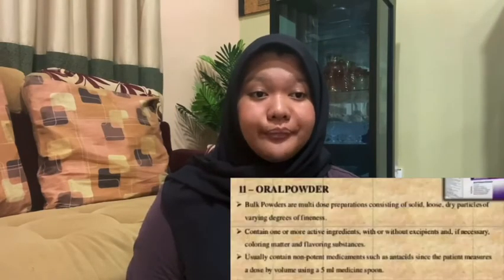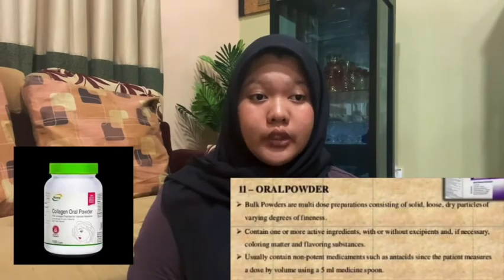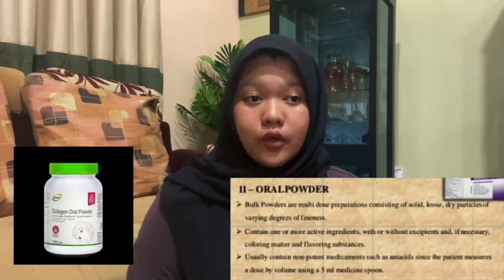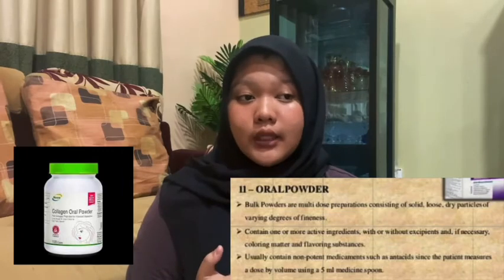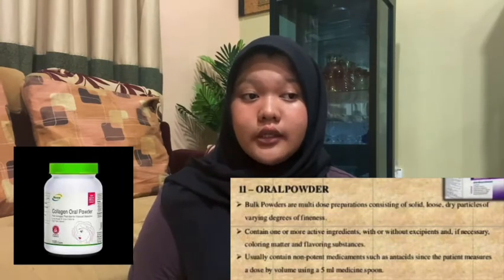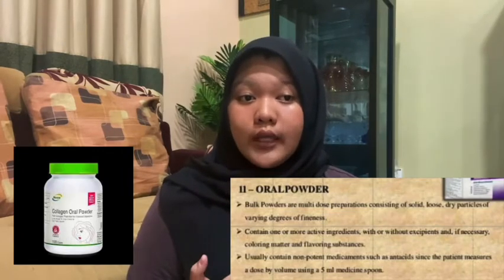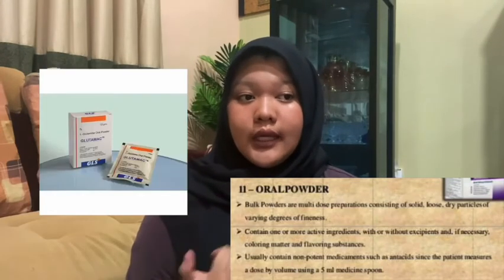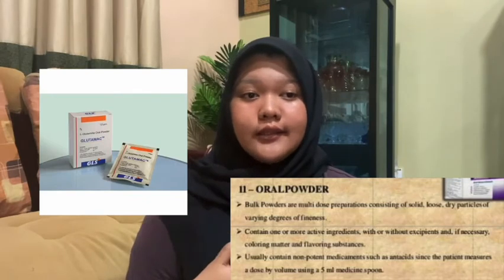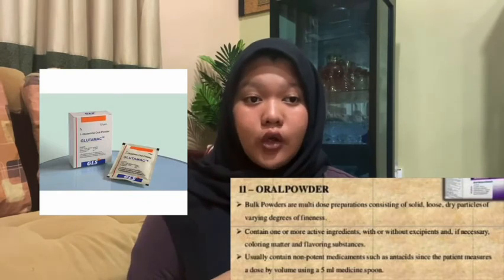Number 11, last but not least, is oral powder. Oral powder is basically a bulk powder, a multi-dose preparation consisting of solid, loose, dry particles of varying degrees of fineness. It contains one or more active ingredients with or without excipient, and if necessary, coloring matter and flavoring substances. It usually contains non-potent medicaments such as antacid, since the patient measures a dose by volume using a 5 ml medicine spoon. That's it.